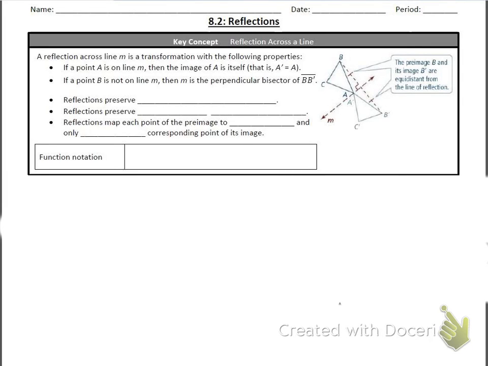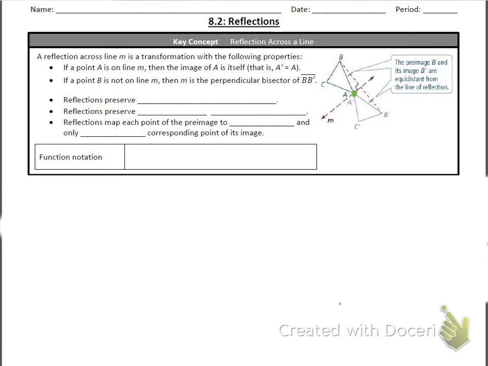Okay, so when we're talking about reflections, there's a few properties that we need to be aware of. A reflection across a line M is a transformation with the following properties. If a point A is on line M, then the image of A is that of itself. So in the little picture that I gave you guys, notice how the point A is right on that dotted line of reflection. So if it's on the line of reflection, the image is just going to be itself because it's on the line.